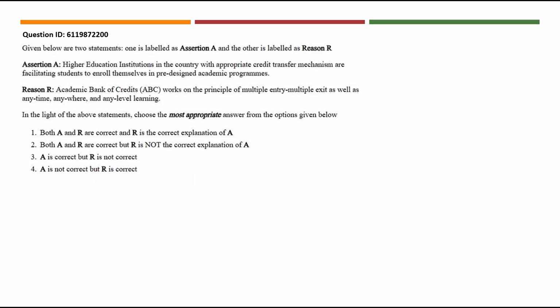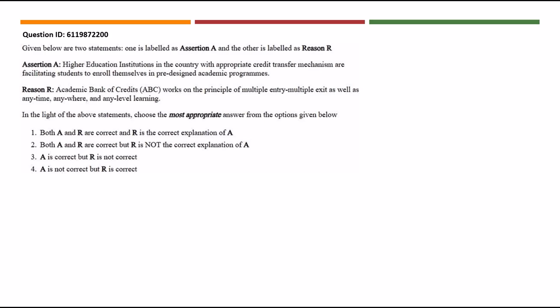Next question, given below are 2 statements. One is assertion, another one is reason. Assertion states, higher education institutions in the country with appropriate credit transfer mechanism are facilitating students to enroll themselves in pre-designed academic programs. Pre-designed academic programs means already they would have designed some courses. You have to learn all these things. It is restricted to only already designed programs. That's what they say. What about the reason?